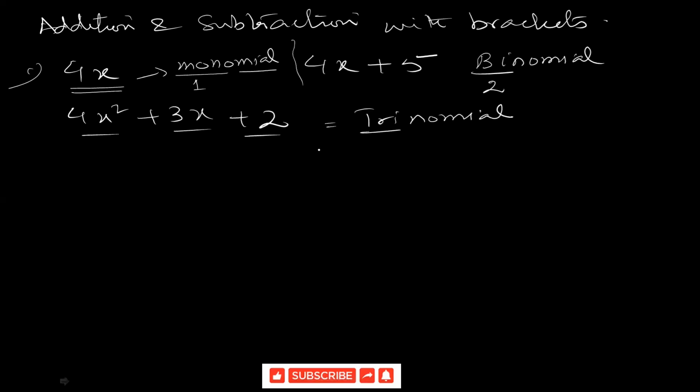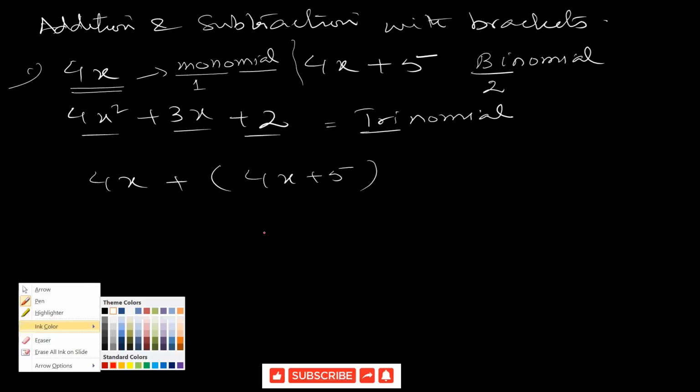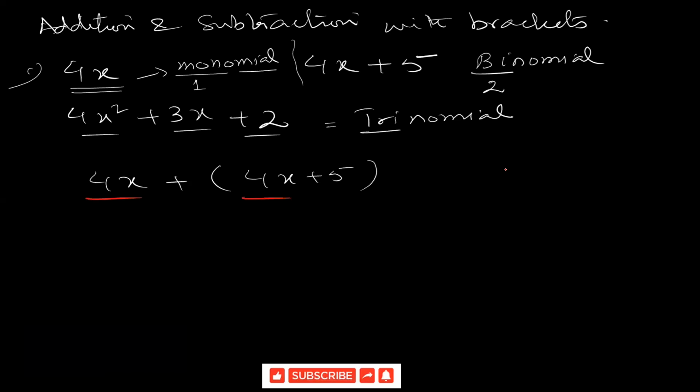Now when we are dealing with brackets, we have to make sure whether each one is a monomial, binomial or trinomial. Let's see. If you have 4x plus 5 added to 4x, then you will open the bracket and add 4x and 4x. This will be 4 plus 4 is 8x plus 5. This time you see that we have not changed any variable or any symbol.